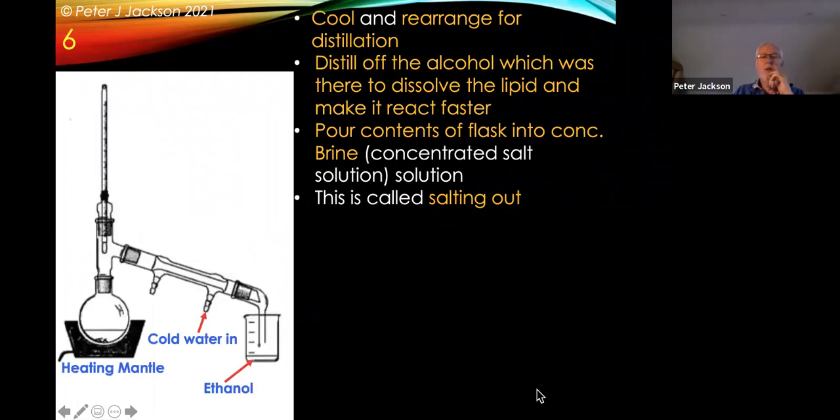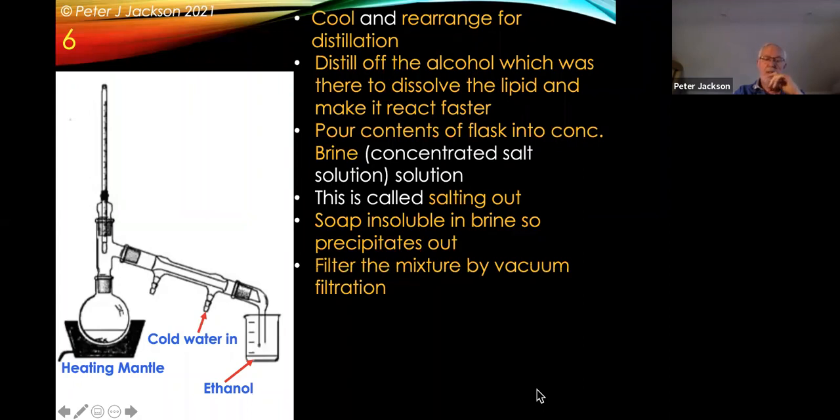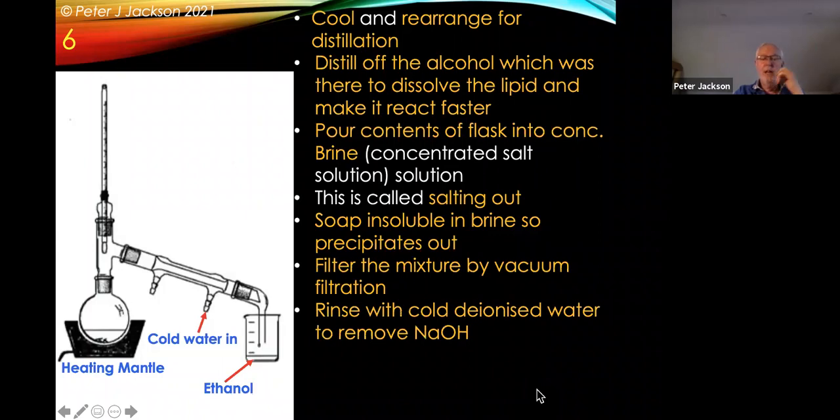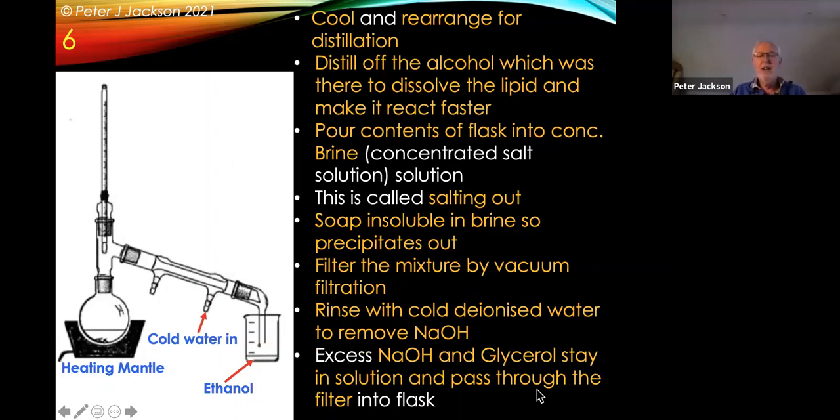And then you pour the contents of the flask into concentrated brine, that's concentrated salt solution. And this is called salting out. Soap is insoluble in brine, so it precipitates out. You filter the mixture by vacuum filtration if you're in a hurry. You rinse it with cold deionized water or fresh salt solution to remove the NaOH, because remember, it's caustic, and excess sodium hydroxide and glycerol stay in the solution and pass through the filter into the flask.